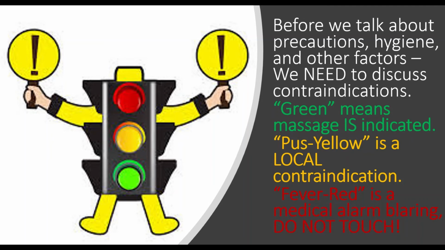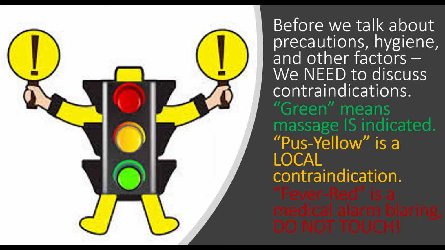And these are contagious diseases, widespread infection, or systemic inflammation, often indicated by fever, which is why in my PowerPoints, I use my stoplight. Green means a massage is indicated. Yellow is my pus yellow indicator. And red is my red fever stop. It is absolutely contraindicated. This is your fever red stoplight.